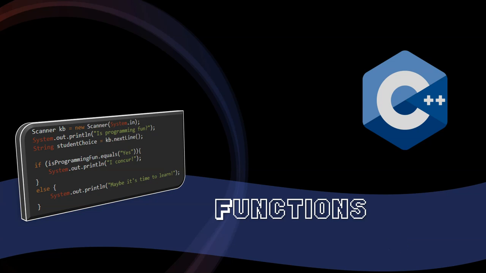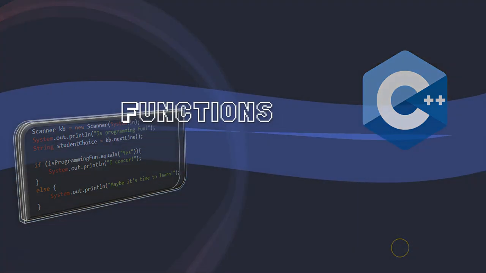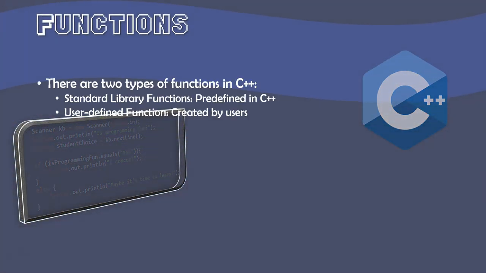And welcome back. As we continue to dive into C++, let's look at how C++ handles functions. There are two types of functions in C++. We have standard library functions, which are predefined in C++, and we have user-defined functions, which are created by users.